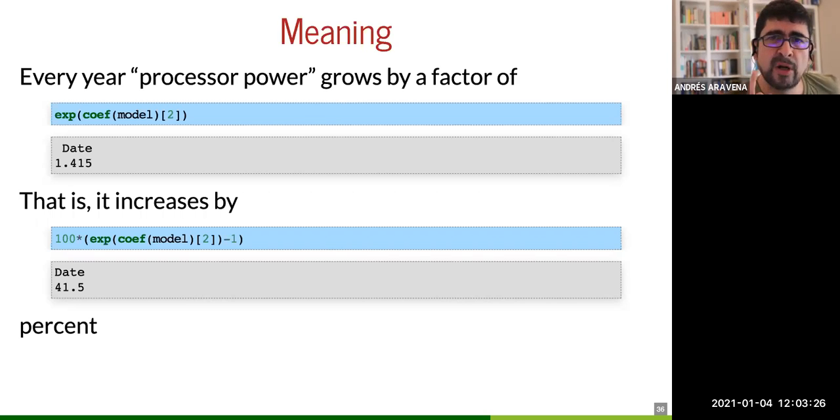And the point that you have to keep in mind is this: increasing by 100% is very different than decreasing by 100%. Increasing by 100% means that you get twice. Decreasing by 100% means that you get 0. It's not symmetrical.